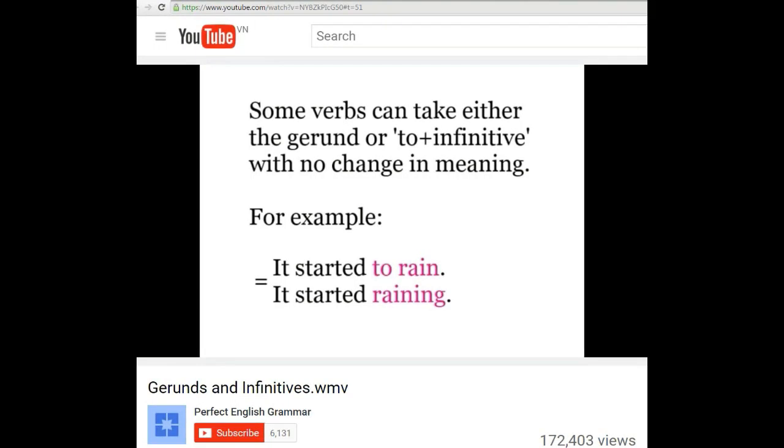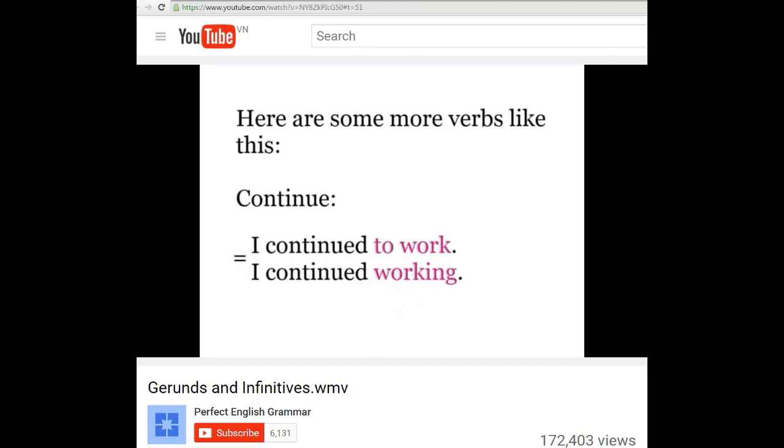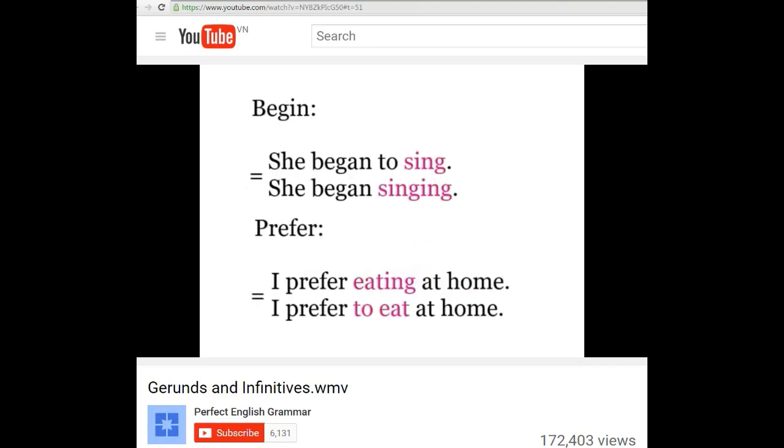For example, it started to rain means the same thing as it started raining. Here are some more verbs like this. Continue. I continued to work. I continued working. Begin. She began to sing. She began singing. Prefer. I prefer eating at home. I prefer to eat at home.